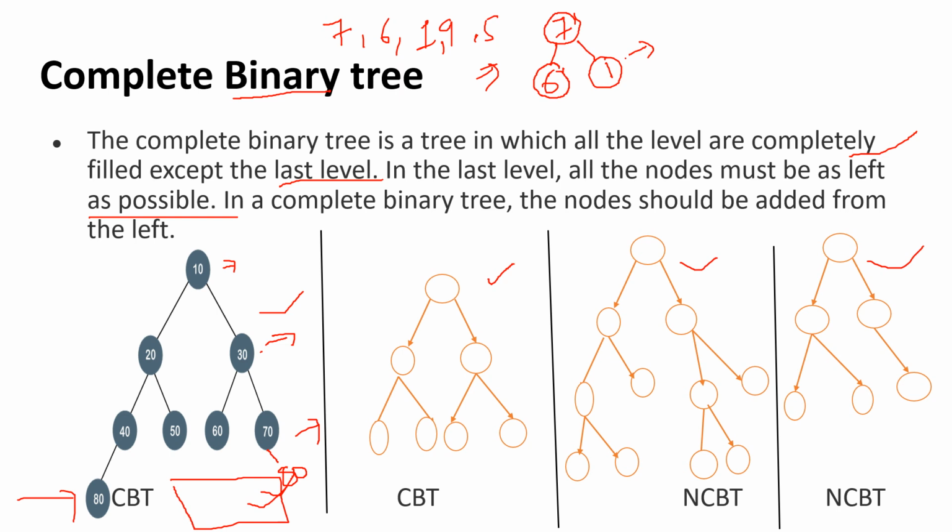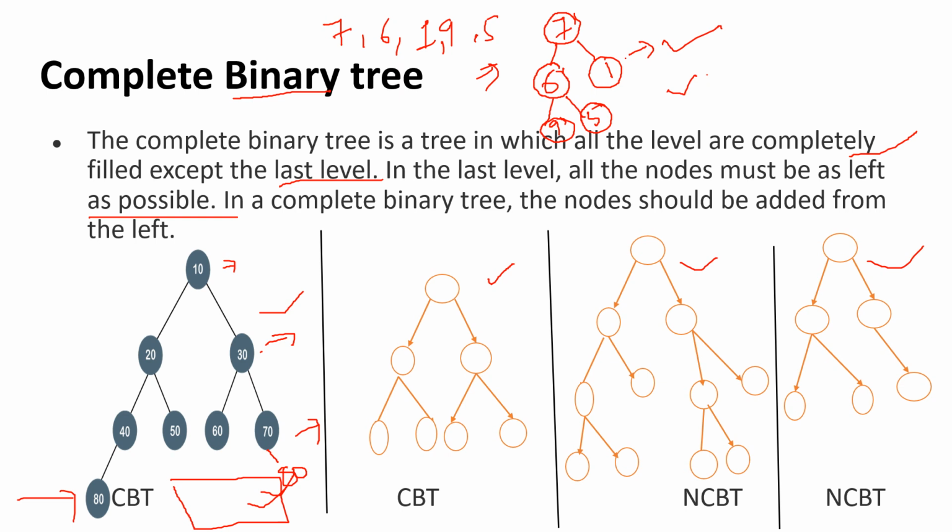Next element is 9. So 9 will be the left child of 6, because we have to insert as left as possible. The next one is 5. So 5 will become the child of 6, right? So we have to fill the complete level, and the last level is okay if it is not filled, not a problem.